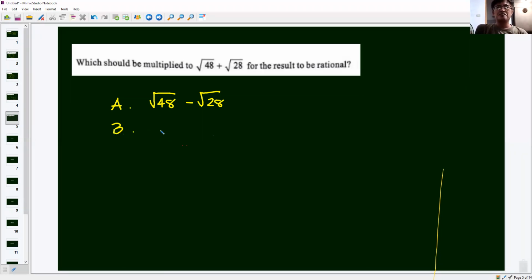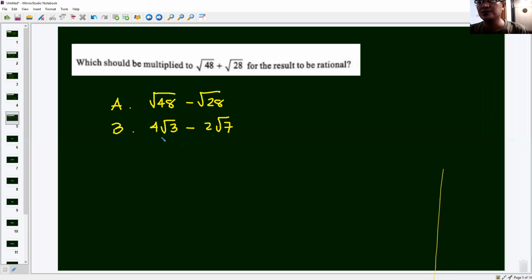B, to those who answered, sinimplify ito, no? Ginawang 4 square root of 3 minus, sinimplify ito, ginawang 2 square root of 7. You know this will make it rational kasi same lang naman A and B. But kung itong dalawang choices, the answer would be B, Riyadh. Kasi mas na-simplify yung B kaysa sa A.